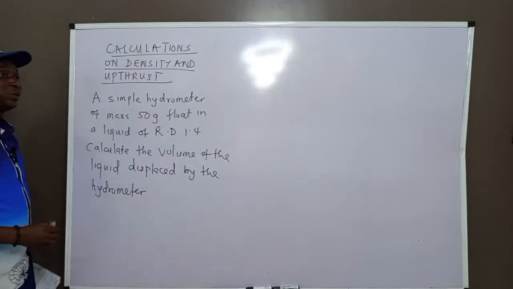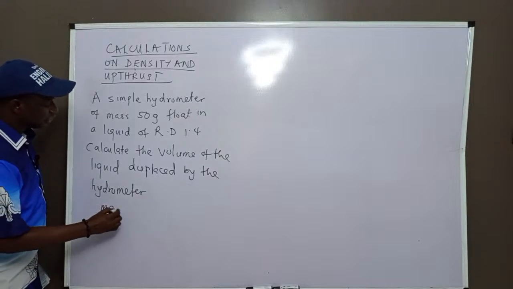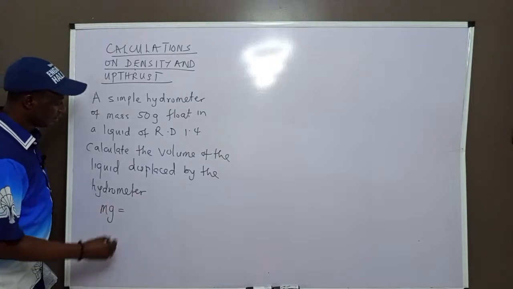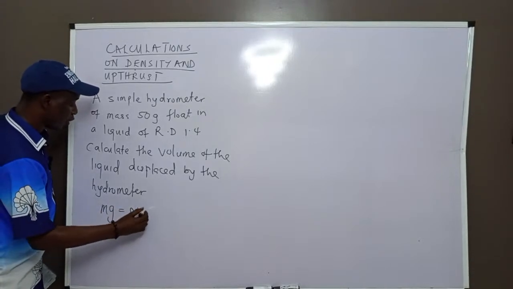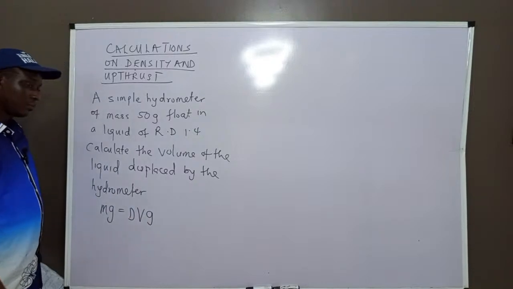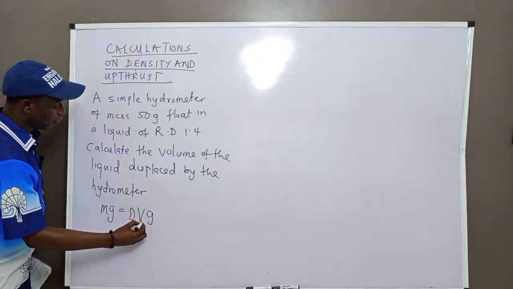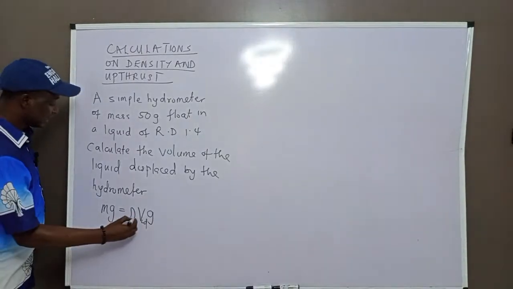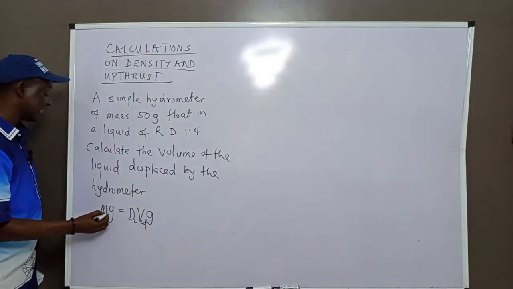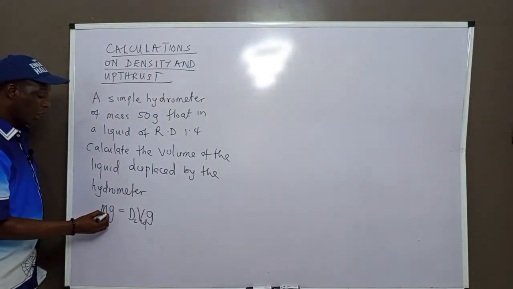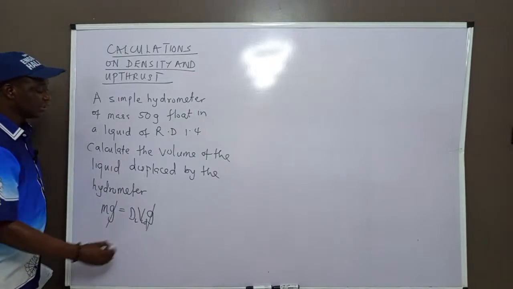Now, when the liquid floats, we understand that what? That the mg of the hydrometer is equal to what? Density times volume times gravity. So that is the formula to use. This is the volume of liquid displaced. This is the density of the liquid, and that is gravity. This is the mass of the object that goes into the liquid, which is the hydrometer mass. So let's say this one cancel out this now.